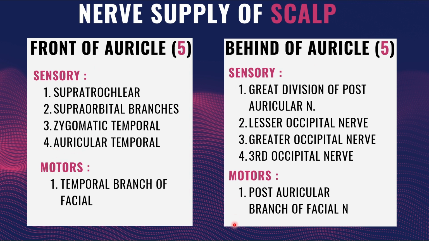In front of the auricle, the sensory branches are supratrochlear, supraorbital, zygomatico-temporal, and auriculo-temporal. These are the 4 sensory fibers. Motor fiber is the temporal branch of facial nerve. These are the 5 branches present in front of the auricle. Behind the auricle, the sensory fibers are great auricular nerve, and these 3 are easy to remember: lesser occipital nerve, greater occipital nerve, and third occipital nerve. And coming to the motor branch, it is the posterior auricular branch of facial nerve. This is the motor branch present behind the auricle.